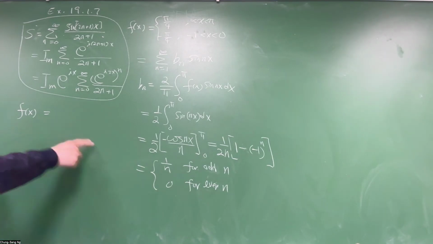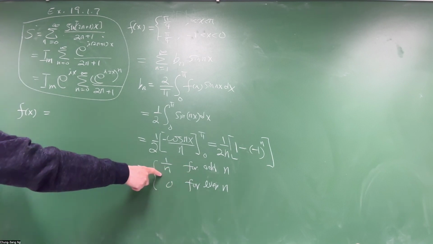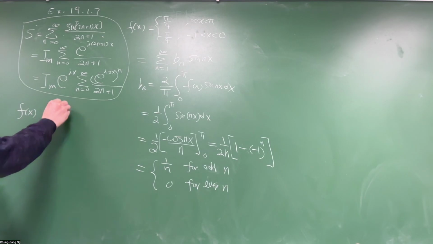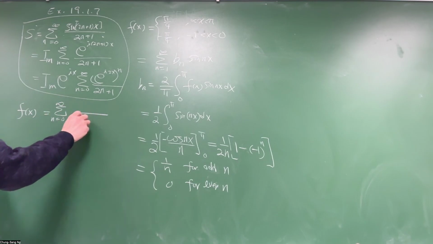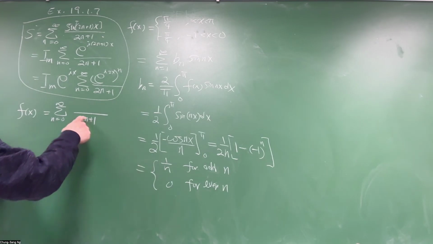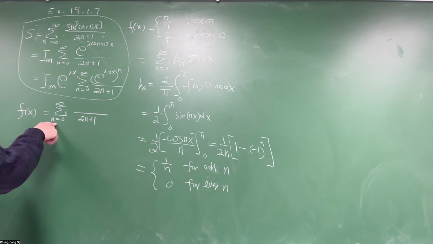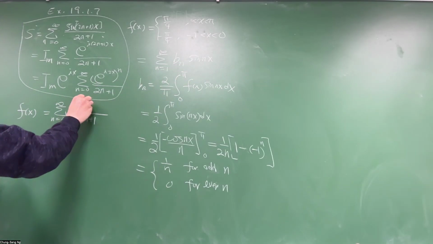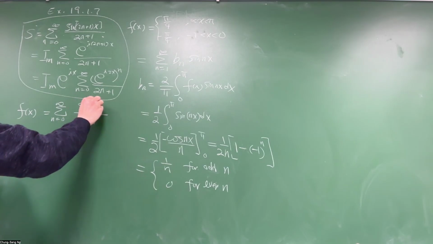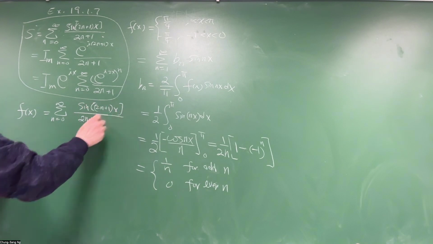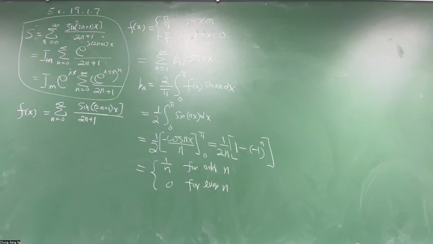Okay, and so the sum of all the odd n, and the coefficient is 1 over n, so it's 2n plus 1. So that's the coefficient, that's the base of n, sum of only odd n, and then the corresponding sine n is 2n plus 1. Okay, so do it the other way around.